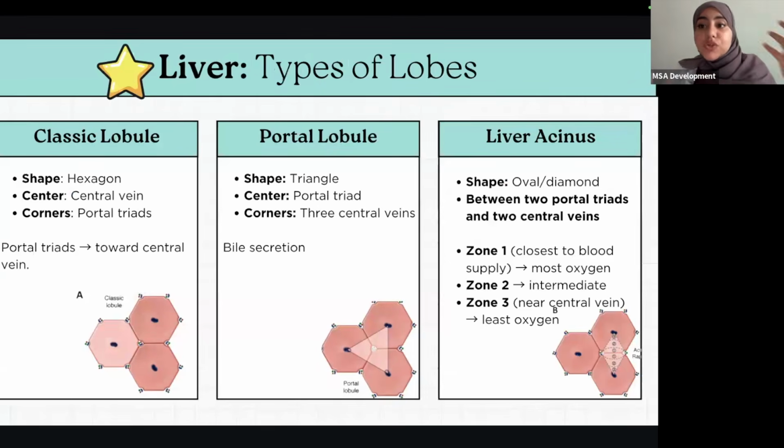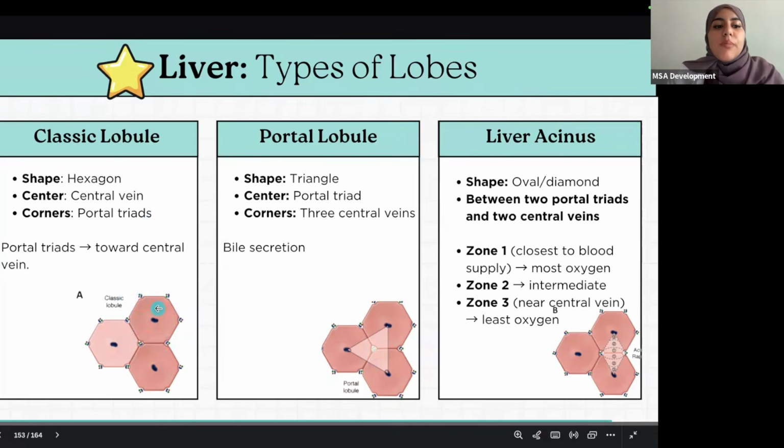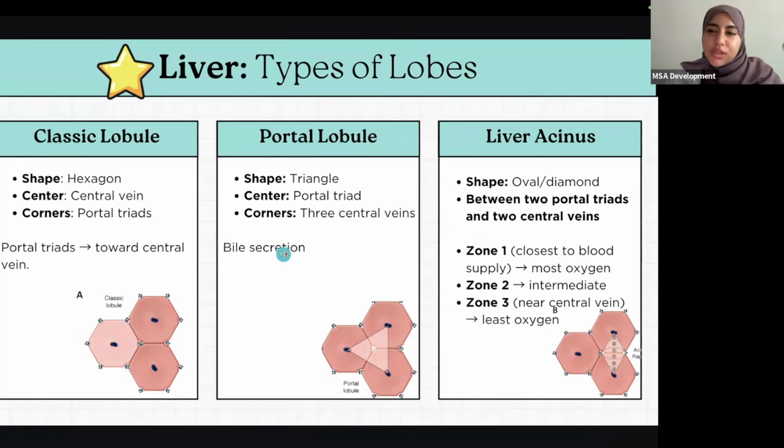Anyways, there are types of lobes, but not actual physical types of lobes. This is just more important when it comes to classifying things clinically. Now, there's the classic kind of lobe that we talked about before. It's a hexagon with a central vein and portal triads between it. It's centered around the central vein, and that's all you really need to know.